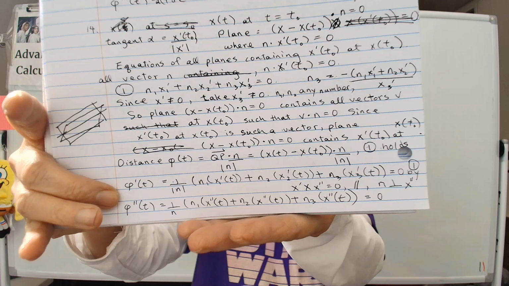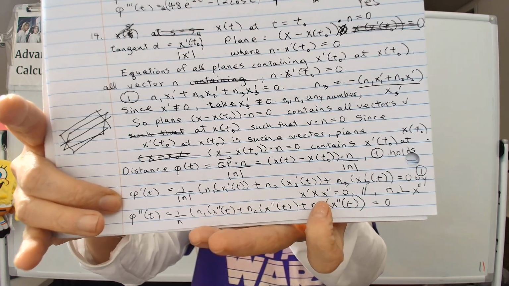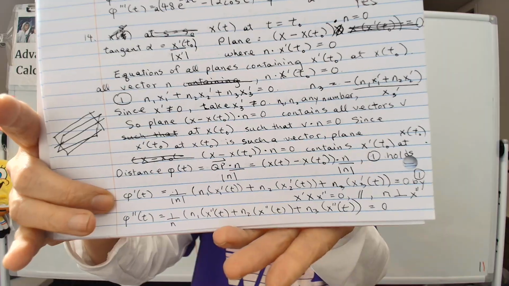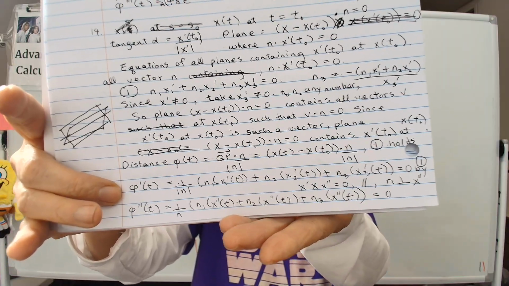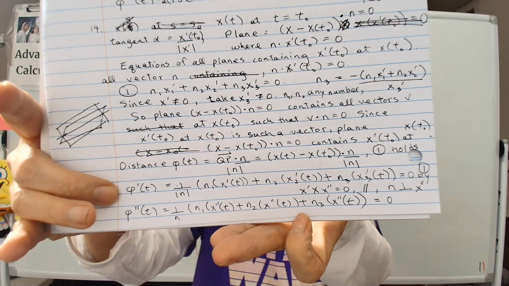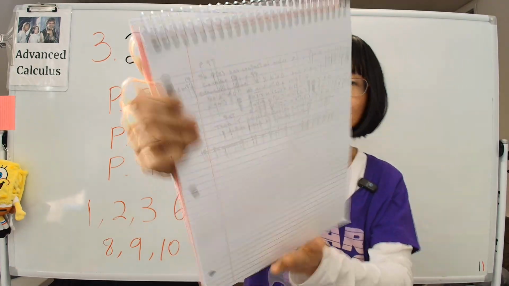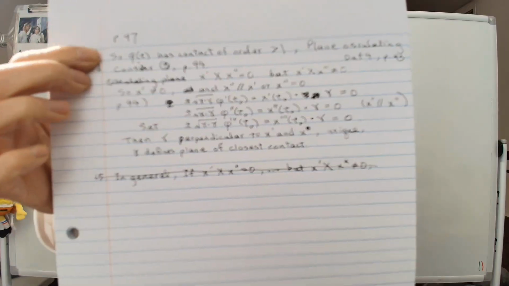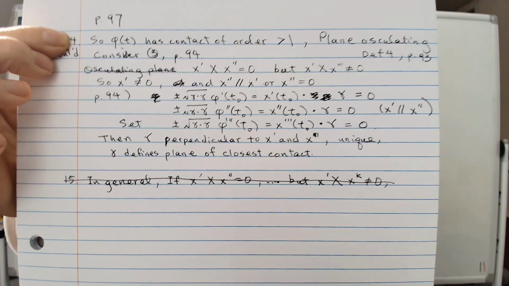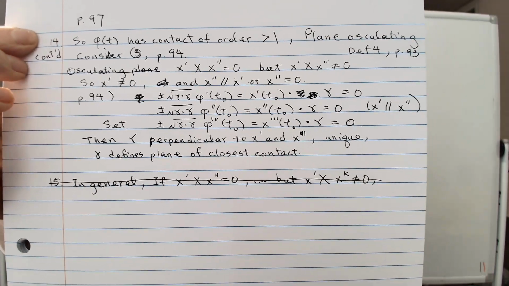And phi double prime is also equal to 0. That's because of this condition. When the cross product is 0, then those two things must be parallel, unless one of them is 0, but either way, n is perpendicular and this equation equals 0. So as a result, phi prime is equal to 0, and then phi of t has contact of order bigger than 1, therefore that tangent plane is osculating.